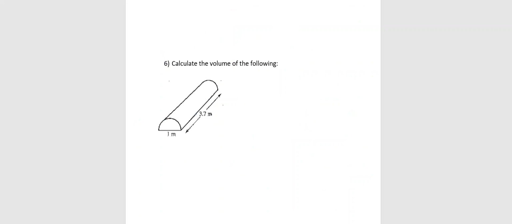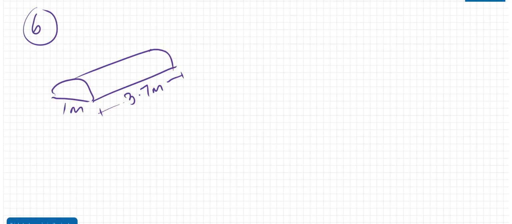Okay, and for our last question, it says calculate the volume of the following. Now have a look and see what we have. Have a go first, of course. We can see that we've got a cylinder, but it's half a cylinder. And we're working out the volume. So let's just recap what we do when it comes to volume. We know the general formula is volume is equal to A times H. And we learned that A refers to the area of the cross section.